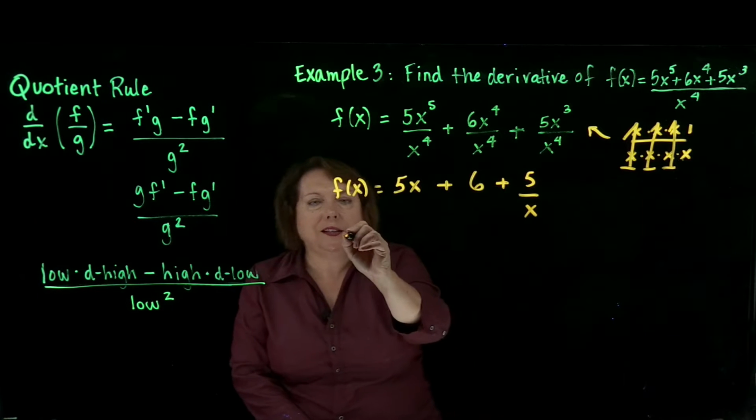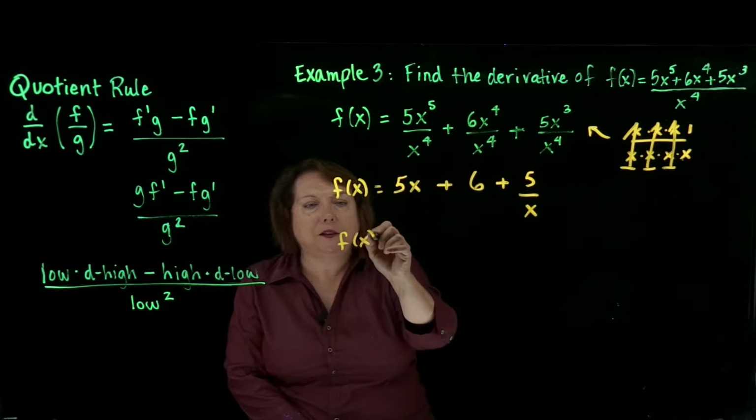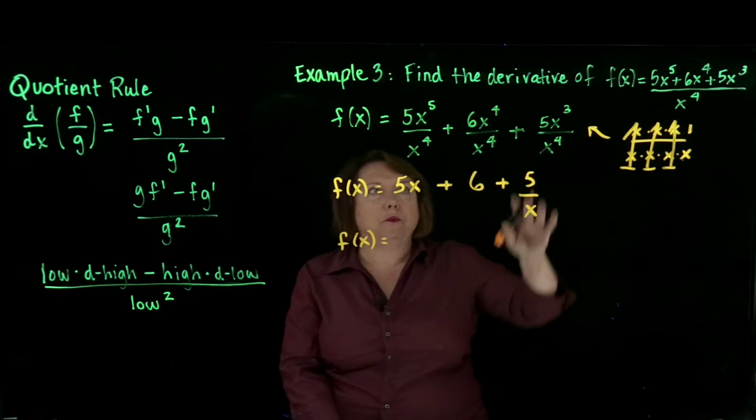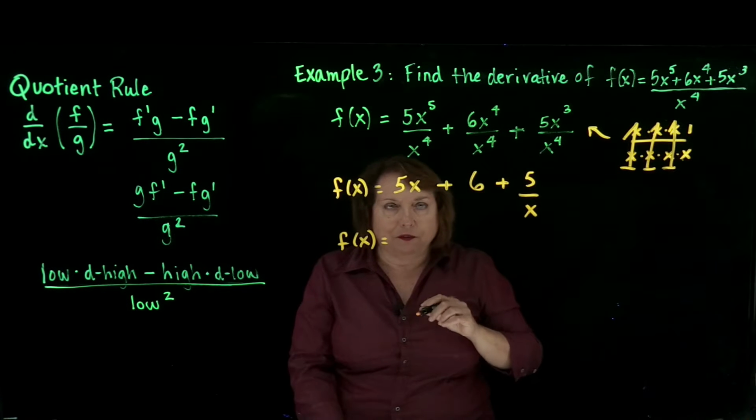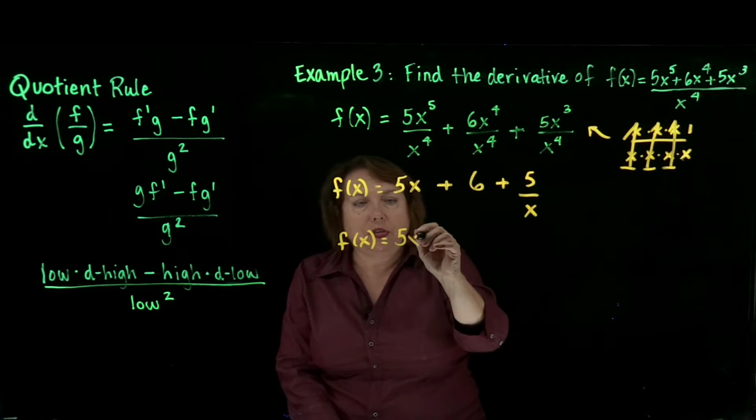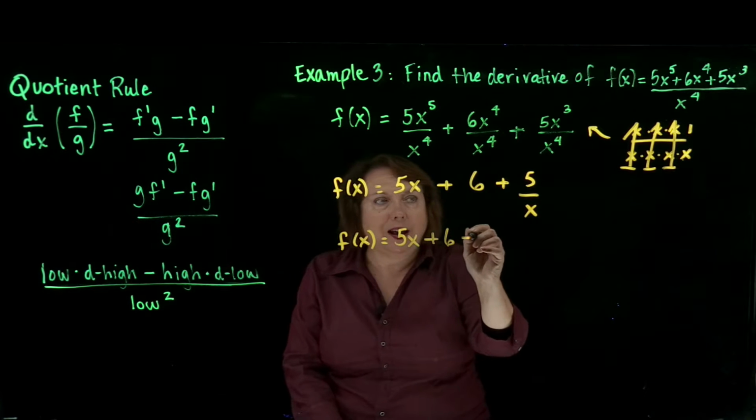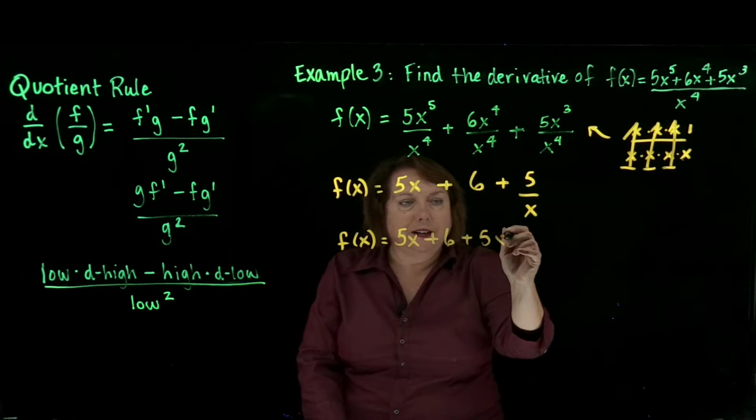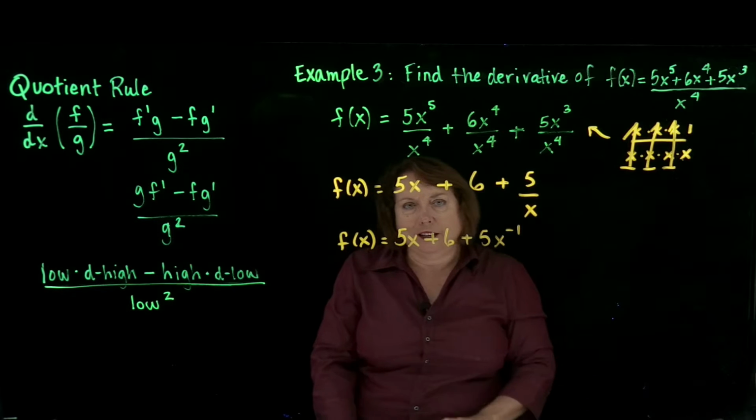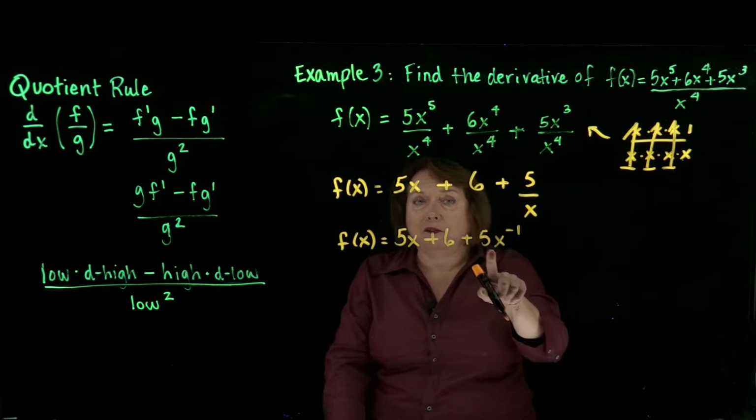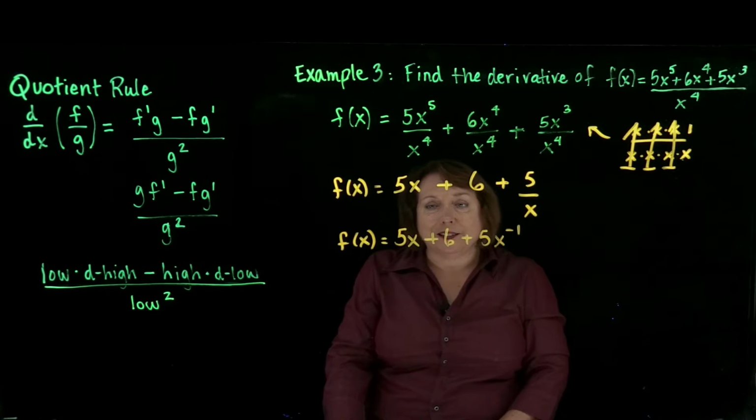So let's rewrite this in a little bit more convenient form, because what are we doing with this polynomial? We are finding the derivative. So it's just the last term I need to simplify. And let's call it 5x to the minus 1, because it will be easier for me to take the derivative of a term that looks like this.